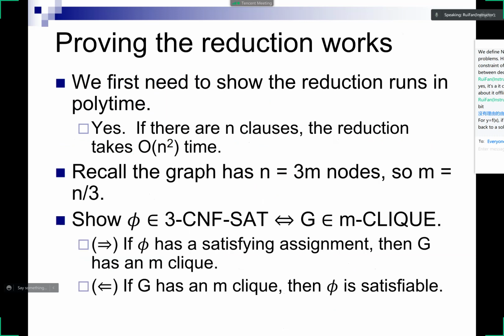Next we have to show that if you start with a satisfiable formula, then the graph you produce has an m clique, if and only if. So we have to show both directions. If you have a satisfying assignment, then the graph has an m clique, and if it has an m clique, then the original formula is satisfiable. We have to show both directions here.